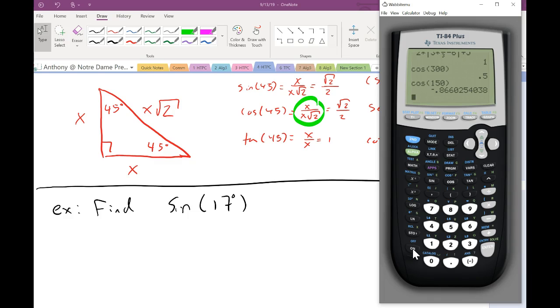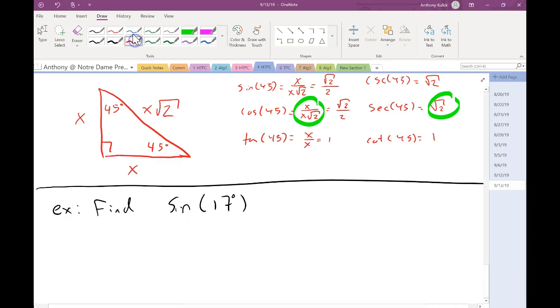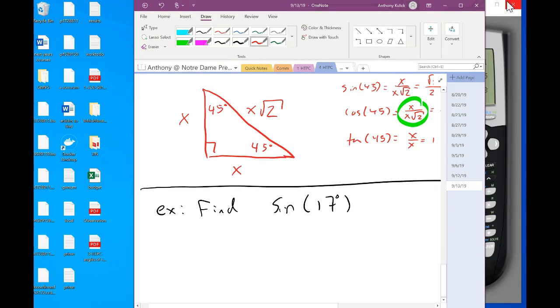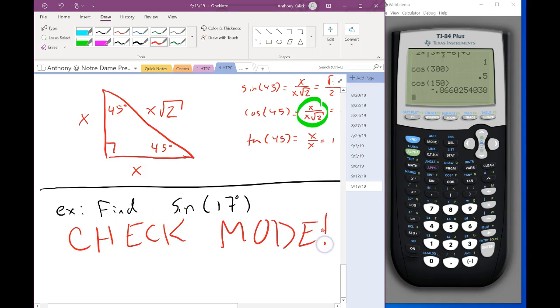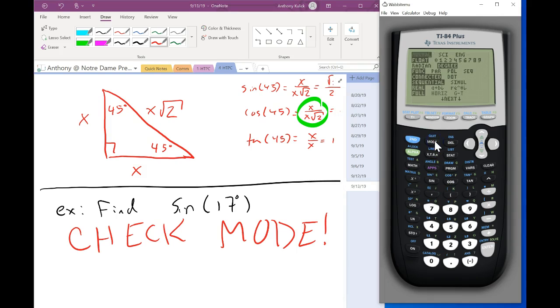I don't need to graph it. What should I do before I type this in? We got to check that mode. So let's press the mode button on our calculator. Make sure that we are in degree mode to do this problem. If you're not in degree mode, please change it.